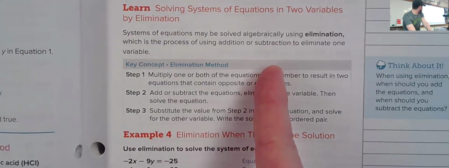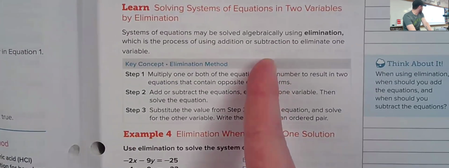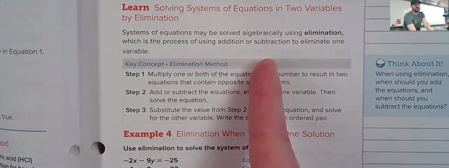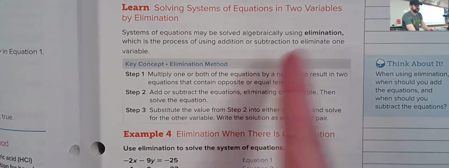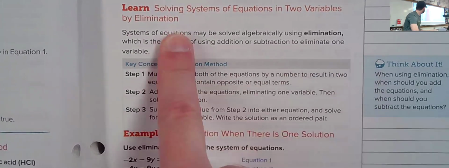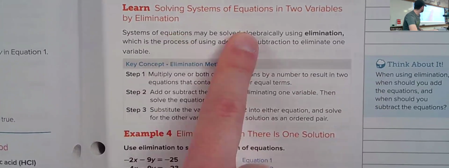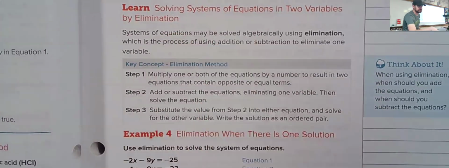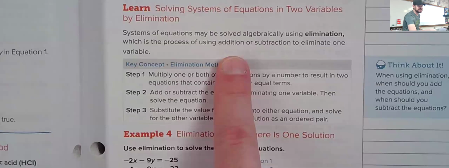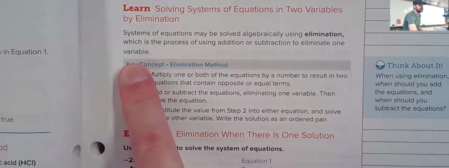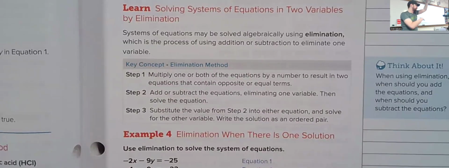Elimination is usually a lot more handy to use when your equations are both in standard form. So I'll show you that in a second here. You might remember this already as well. Systems of equations may be solved algebraically using elimination, which is the process of using addition or subtraction to eliminate a variable. This is where you combine both equations all the way through once you have them lined up.